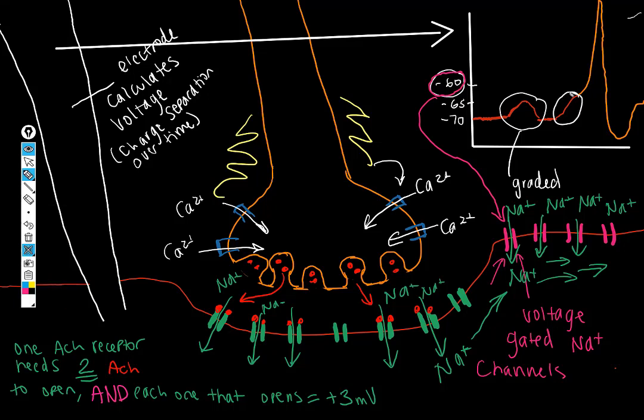So both this and this are graded potentials. One of them was sufficient to reach threshold, the other one was not. But graded potentials can cause action potentials. They just don't always cause action potentials.